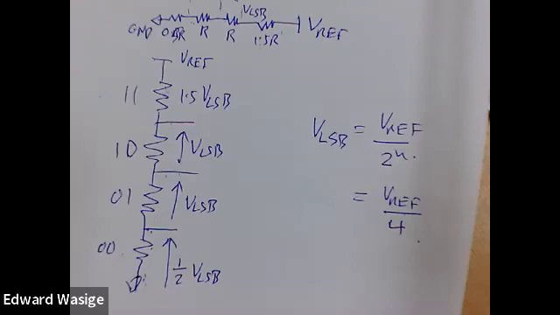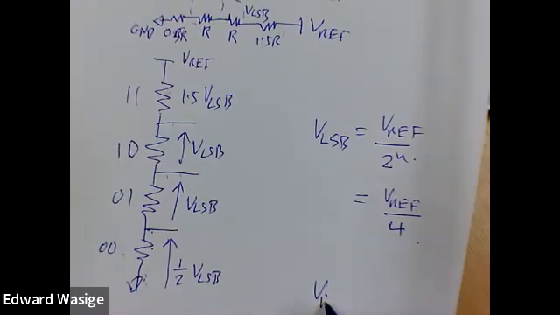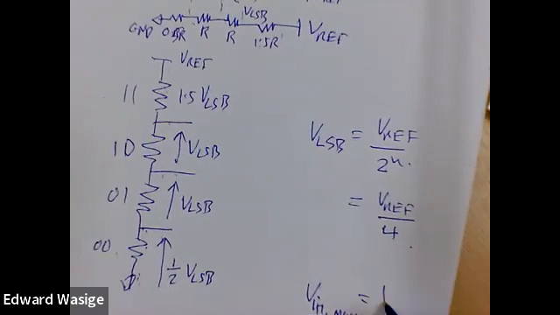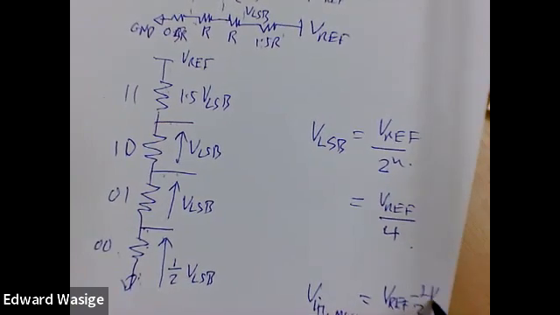For the V-in, we can also not have V-in which is equal to Vref. So the highest V-in max will be equal to Vref minus half VLSB.